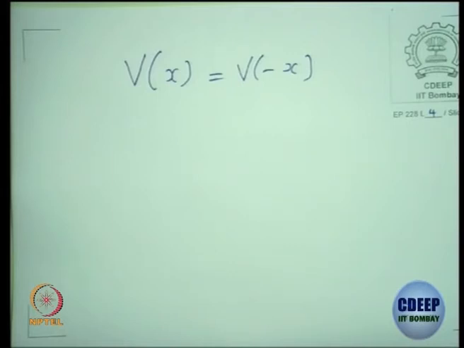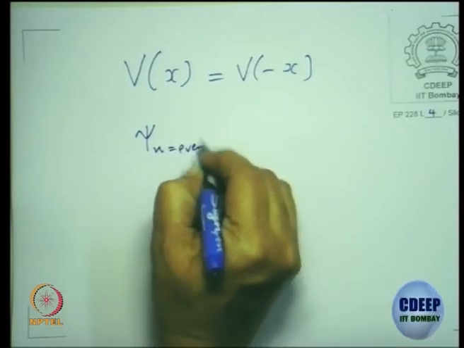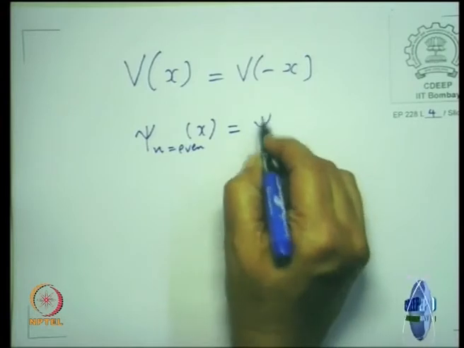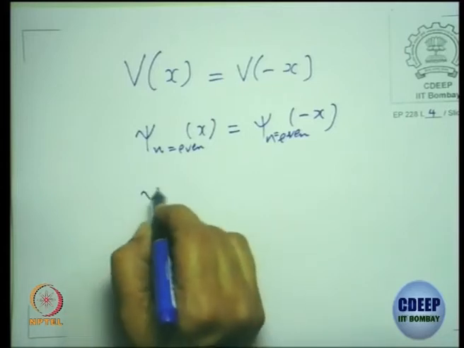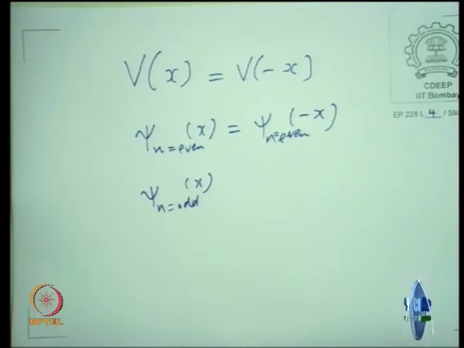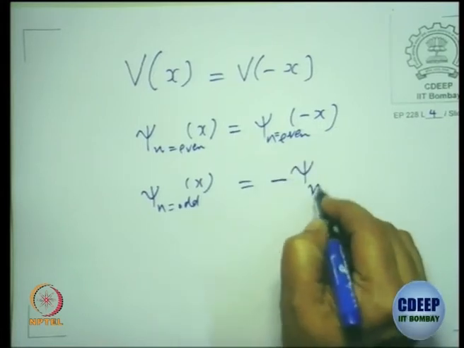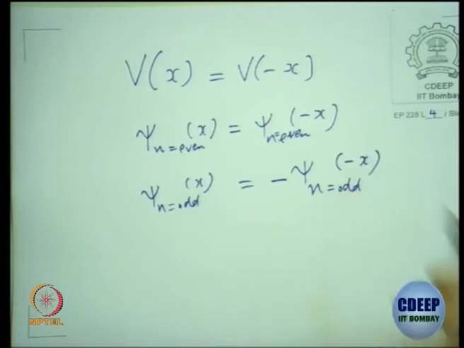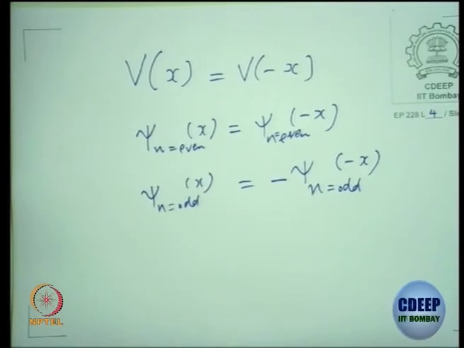and we see that psi even of x is psi even of minus x, and psi odd of x, which will be in odd powers, will be minus psi odd of minus x. What are these functions called? You have studied this property. These properties are called even functions and odd functions, right.